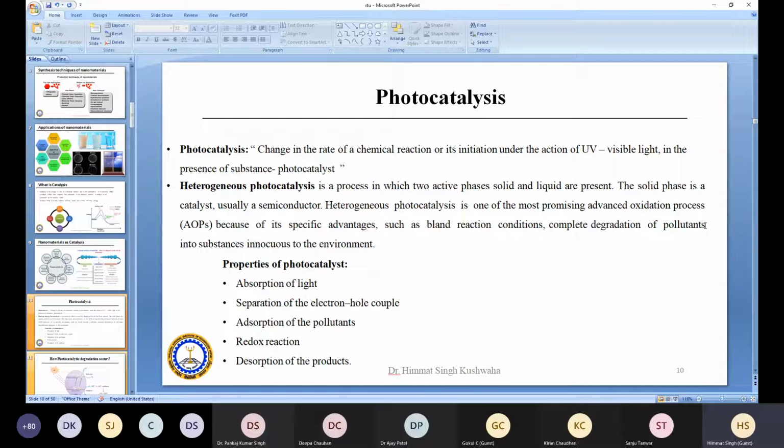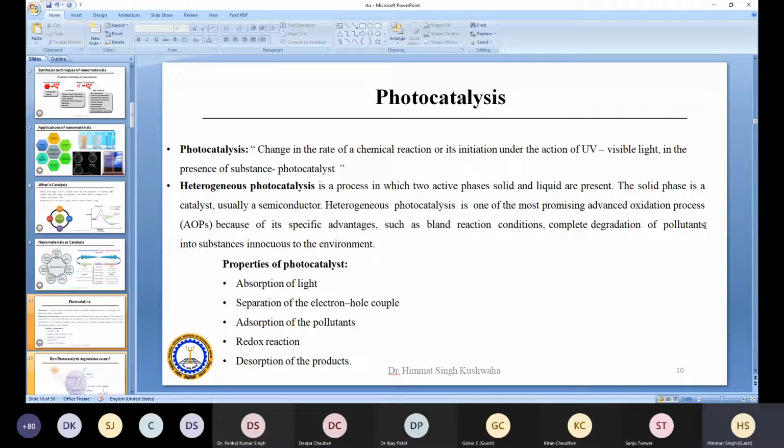So heterogeneous photocatalysis is a most promising advanced oxidation process which has specific advantages over other processes. It works as a complete degradation of the pollutant, and the catalyst can be separated, so additional pollutant will not be added in the product.